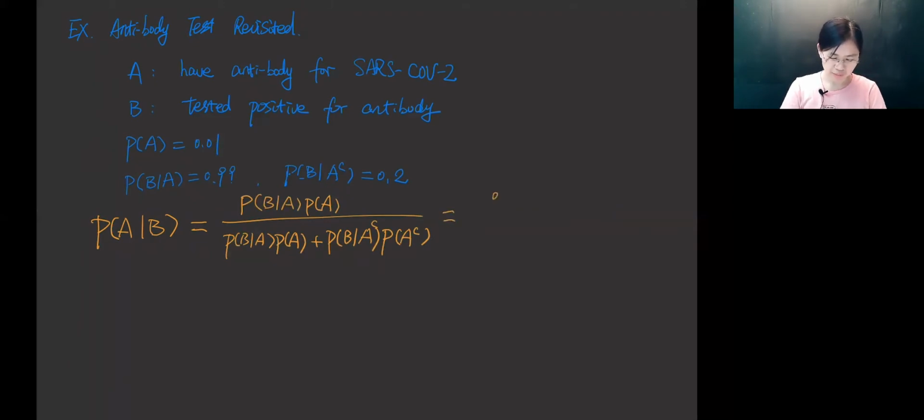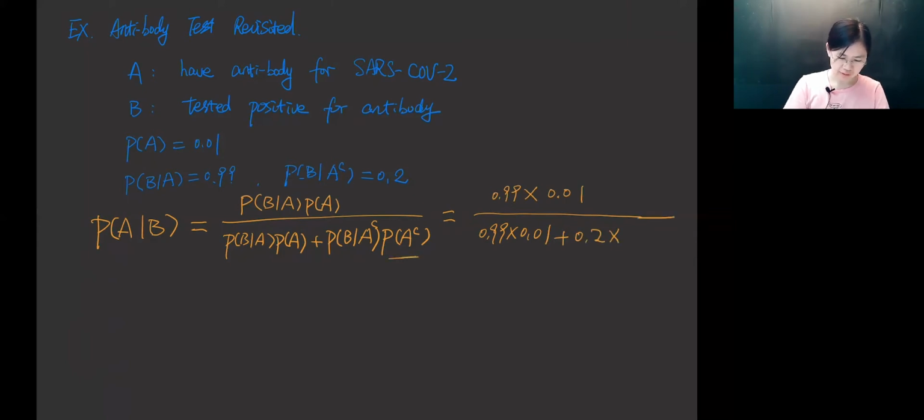P of B given A is 0.99 times 0.01, and 0.99 times 0.01 plus 0.2 times P of A complement. P of A complement, that is 1 minus P of A, right? So 1 minus P of A is 0.99. So that should be 0.99.